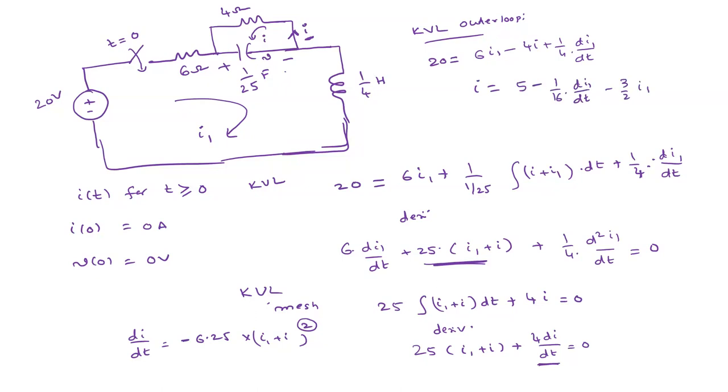Yes, sir. So that means we need to substitute here. That is the one you are saying. Yes, do it and tell me. I think signs are different, sir. Signs are wrong, sir. So it will be minus 5, sir, and plus 1 by 16, and plus 3 by 2 into I1. Okay. Yes, sir.